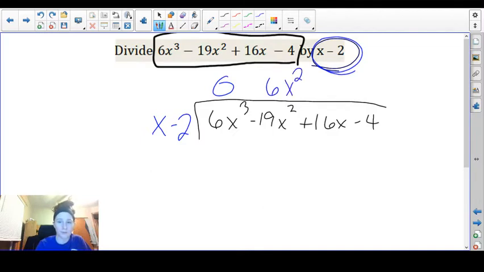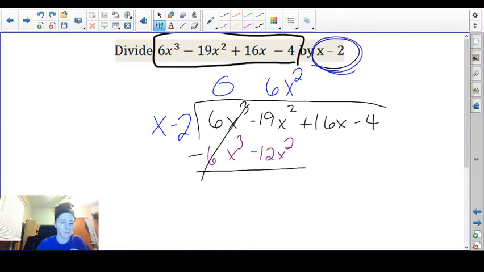X squared. I'm going to go ahead and do that multiplication. So 6x squared times x, 6x cubed. 6x squared times negative 2, because I've got 2 pieces now. Just got to multiply into both. Is negative 12x squared. And just like as I did before, I'm going to go ahead and subtract those. They're gone.